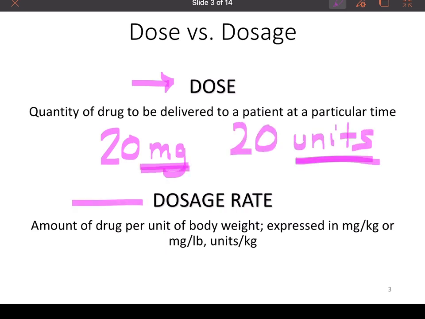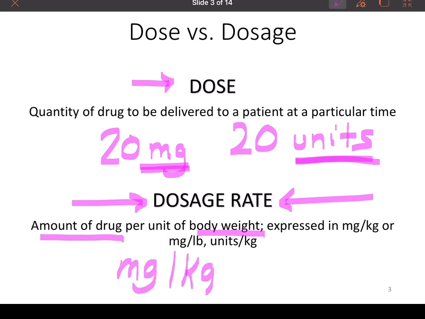A dosage rate, however, is something we don't have to calculate. A dosage rate is going to be given either in the veterinarian's orders, or it may be found on the drug label itself, or we can look it up in a drug formulary such as Plumb's. This is the amount of drug per unit of body weight, and you'll often see it expressed as mgs per kilogram. This is probably the most common way it's expressed. Sometimes you'll see it as mgs per pound, other times as units per kilogram. And again, this is not something that we have to calculate.